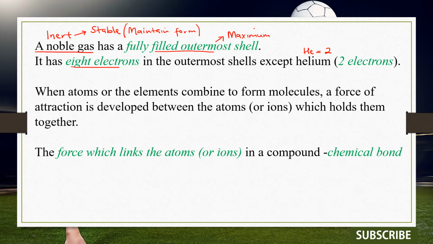So whenever we have atoms combining to form molecules, there is a force that will always be developed that can keep these atoms together. And this force that links the atoms in a compound is called a chemical bond. However, it's not always necessarily that we shall have atoms. We can also have ions together to form a chemical bond, as we shall see later on.